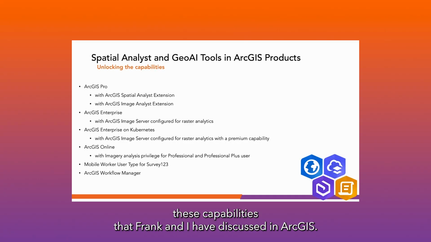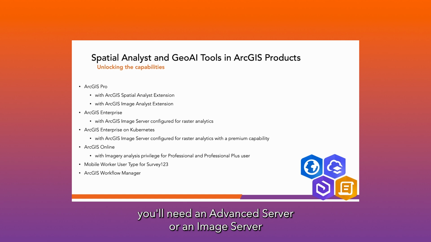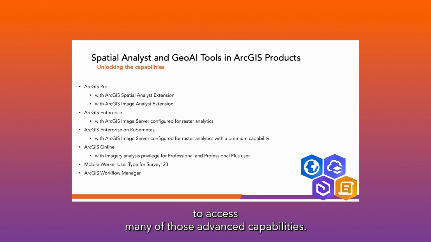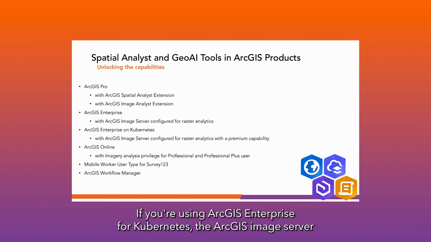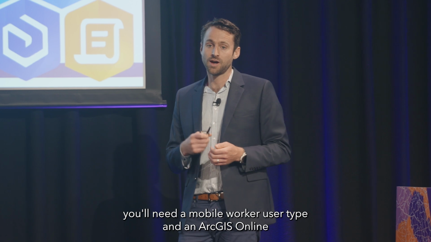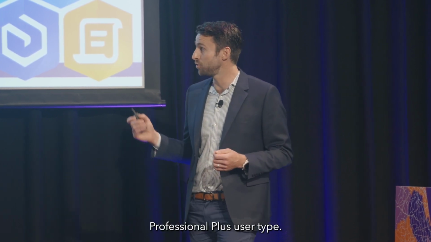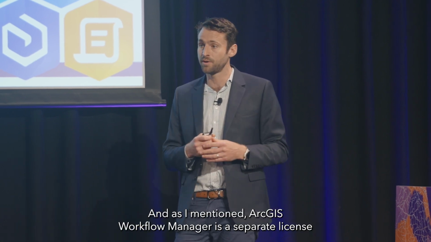A quick word on unlocking these capabilities that Frank and I have discussed in ArcGIS. In ArcGIS Pro, you'll need a spatial analyst or image analyst extension. In ArcGIS Enterprise, you'll need an advanced server or an image server to access many of those advanced capabilities. If you're using ArcGIS Enterprise for Kubernetes, the ArcGIS image server can be configured with raster analytics as a premium capability. In Survey 123, you'll need a mobile worker user type, and in ArcGIS Online, for a lot of the analysis workflows, you'll need a professional plus user type. And as I mentioned, ArcGIS Workflow Manager is a separate license in ArcGIS Online and ArcGIS Enterprise.